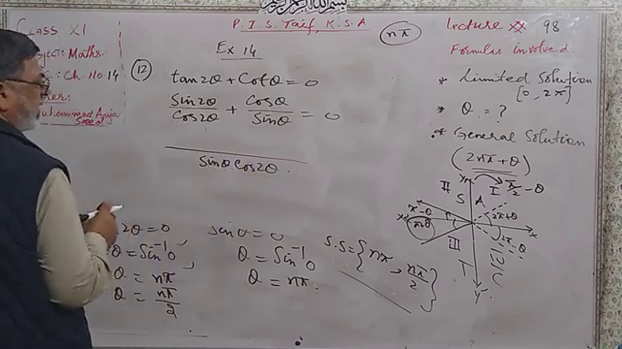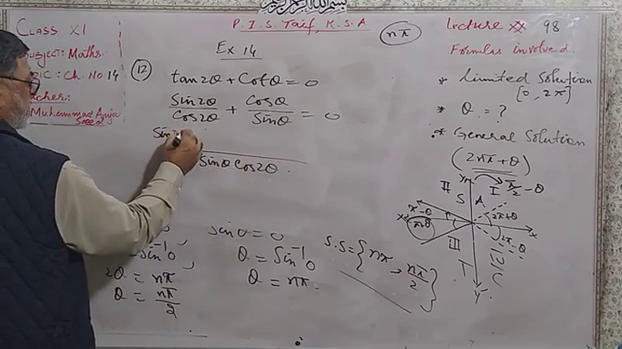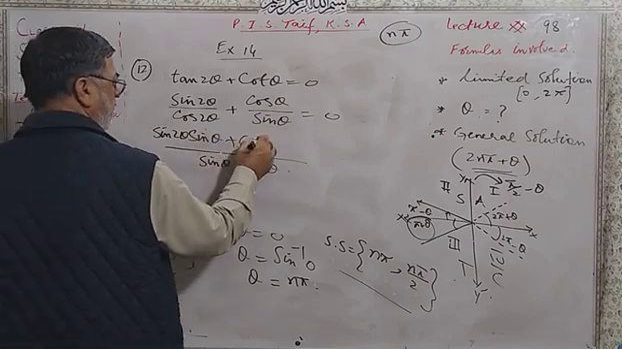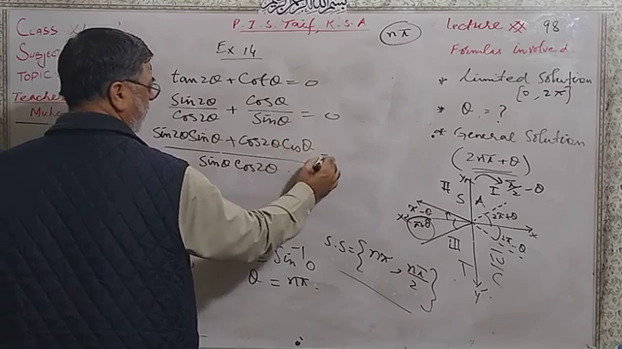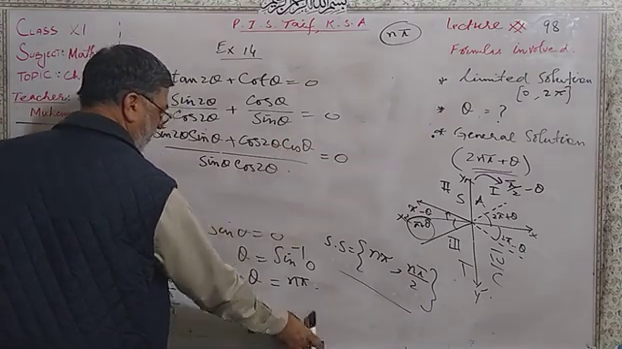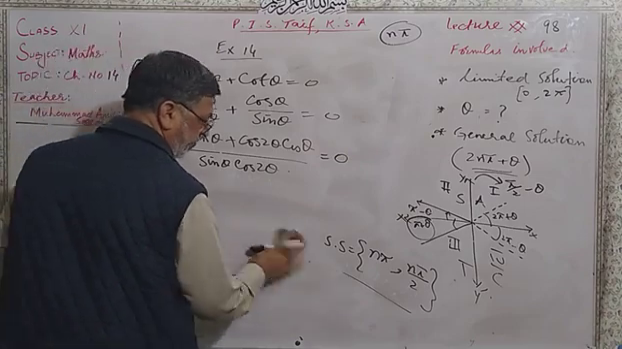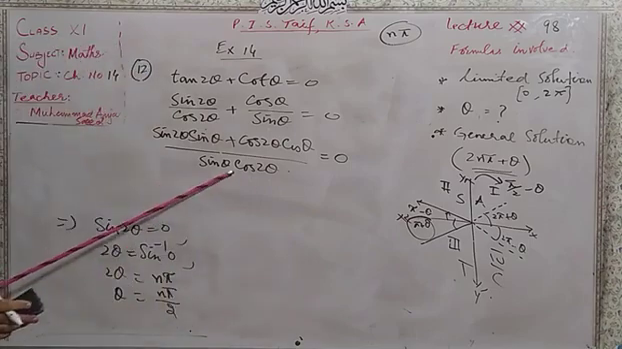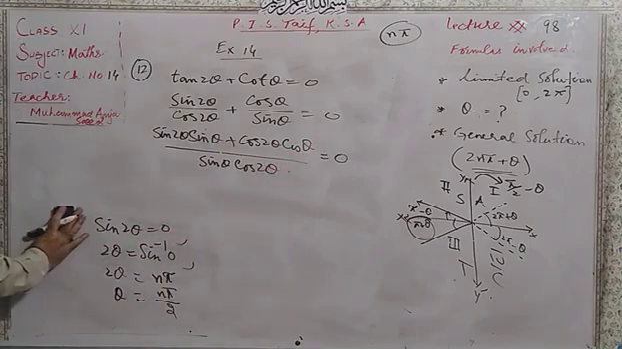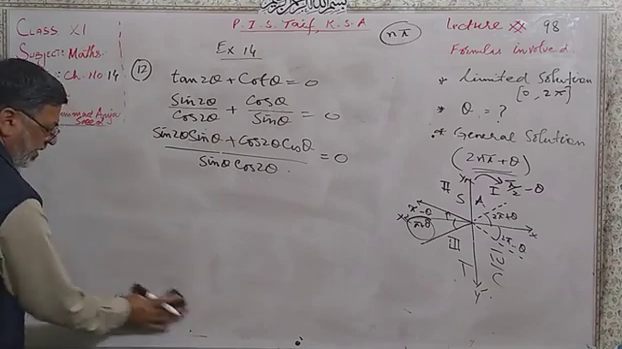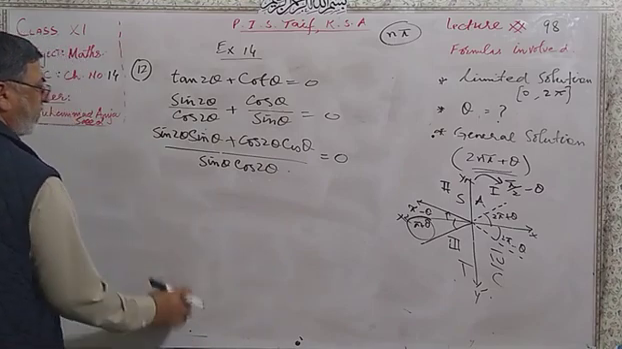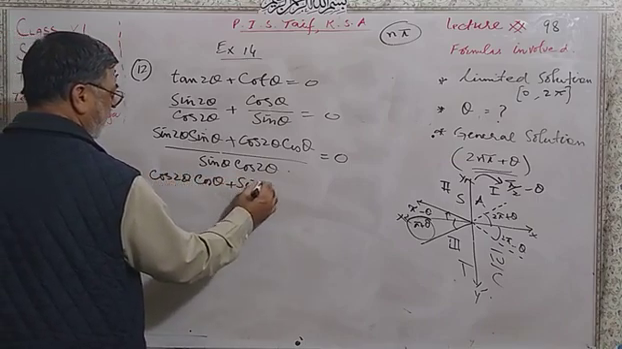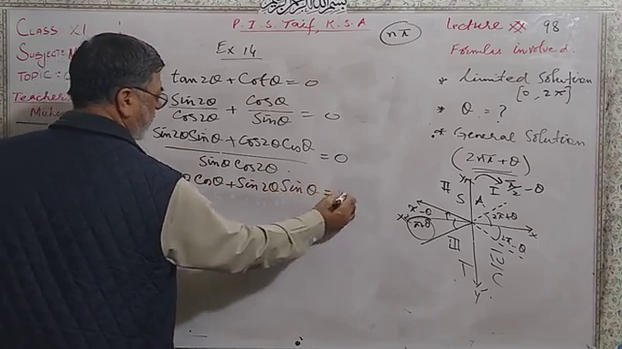Cos 2 theta cancelled out. We have sin 2 theta sin theta plus sin theta cancelled out, cos 2 theta that is equal to 0. After that, now you can take the denominator term to the right hand side and multiply by 0. So you will get right hand side as 0. And we are left with cos 2 theta plus sin 2 theta is equal to 0.